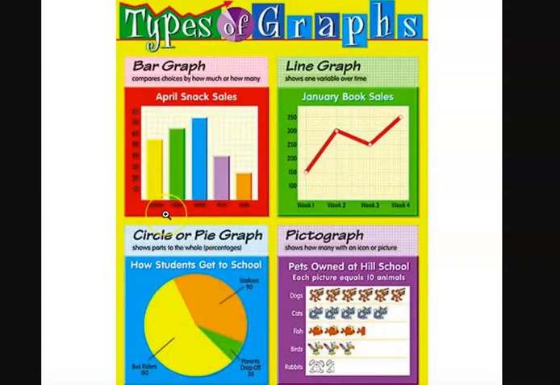So graphs are really helpful when you want to show information, show data, because you can see it and you can visually compare who has the most, who has the least. You can see trends over time, which week had the most sales. It's a good way to organize your information and be able to show it in a way that's easy to read. So let's watch a video that tells us a little bit more about pictographs, since that's the type of graph we are going to focus on today.